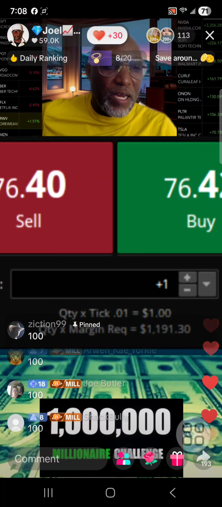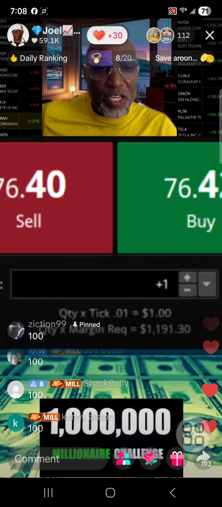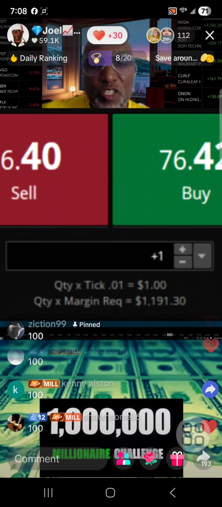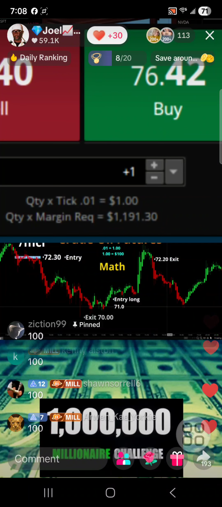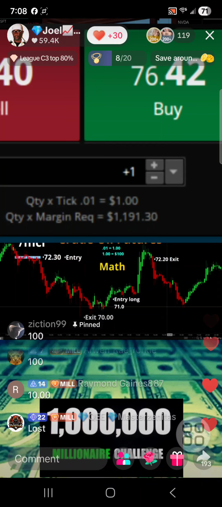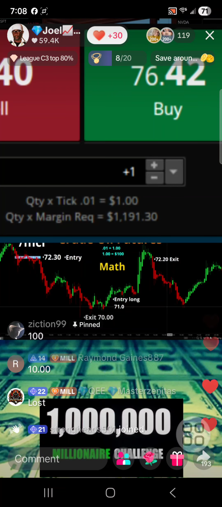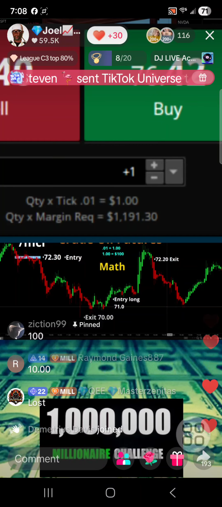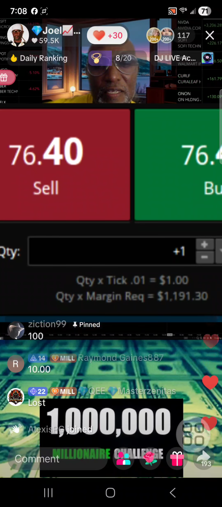Does everybody understand where I got this information? This information is on this chart. It's literally saying that for every tick, which is 0.01, I'm going to make $1. That means if you pull the decimal point over 1, every 10-cent move, I make $10. Every dollar move, I make $100. So let's do the math.